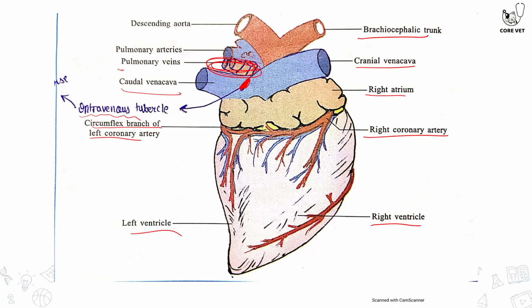These four that I had told you, at the base of the left ventricle there are four openings for the pulmonary veins. Then there are the pulmonary arteries and the descending aorta. So this was all about the heart.